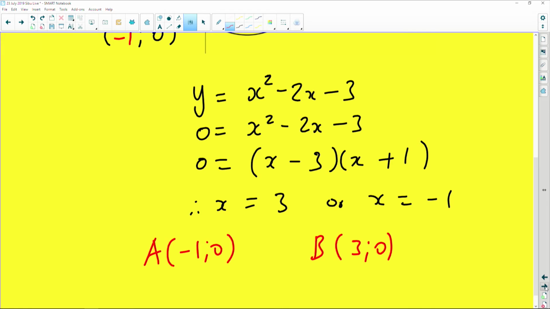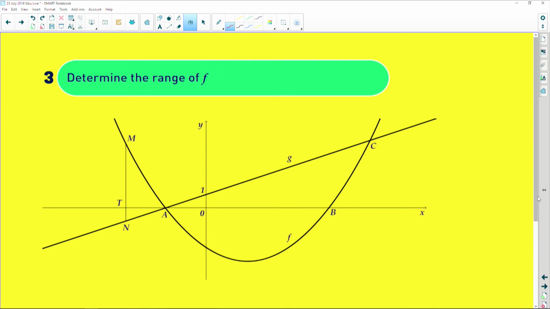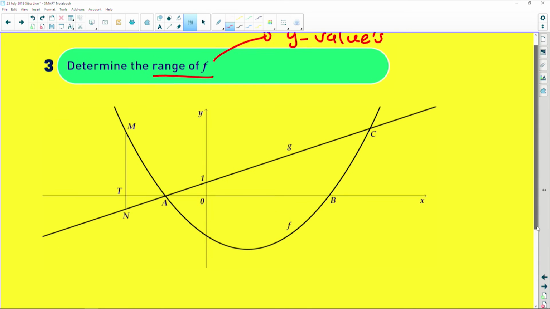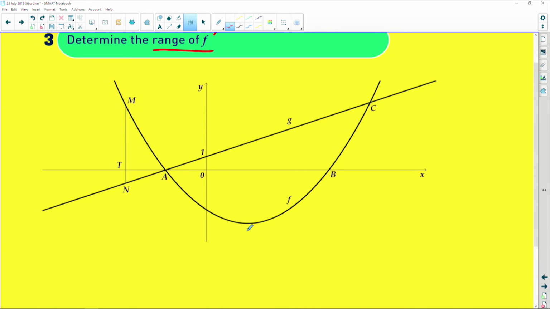All right, now let's go to the last part of this question. We are now required to find the range of the graph of f. The range speaks about the y values that the graph covers, all the y values that the graph does actually cover. You will not be able to find the range without finding the turning point. We need to know what the minimum value of this graph is.